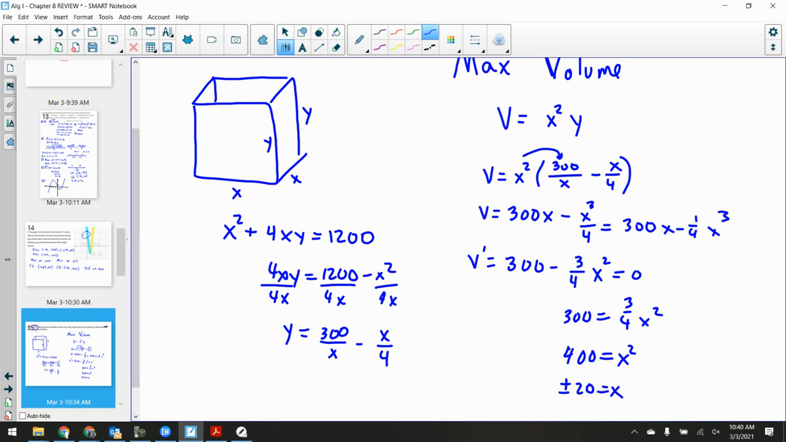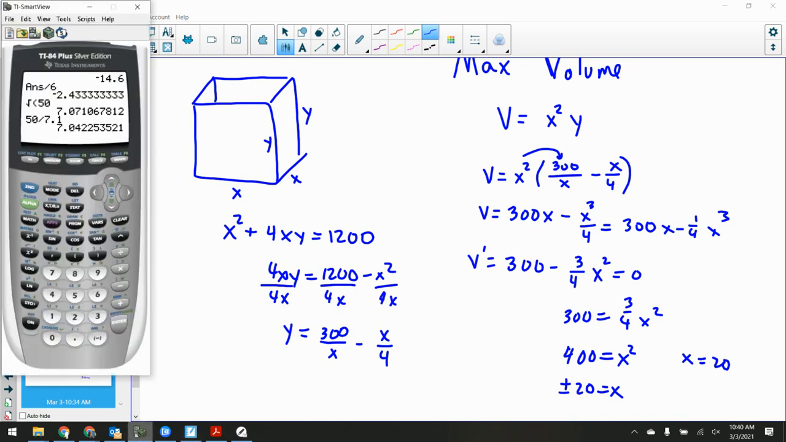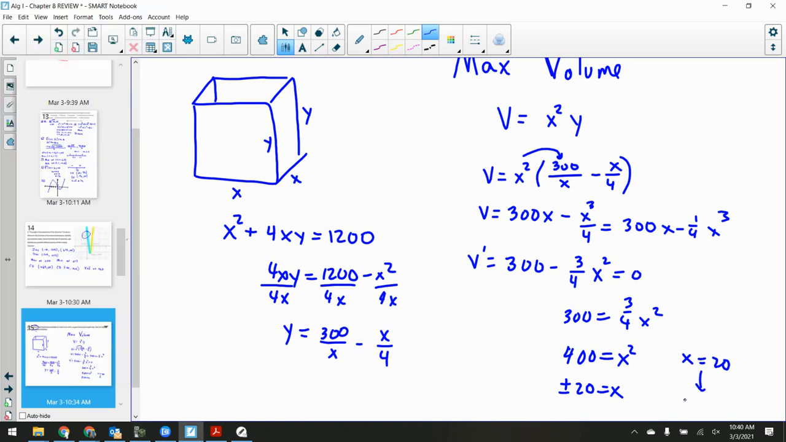But would negative 20 make sense in this situation? No. So the only plausible answer is x equals 20. Which would make y 300 over 20. Oops, that's divided by 20, minus 20 over 4. Well, 20 divided by 4 is 5. So 10. Which makes y 10. Does it say find the dimensions?